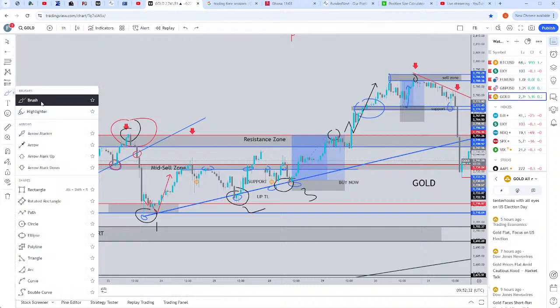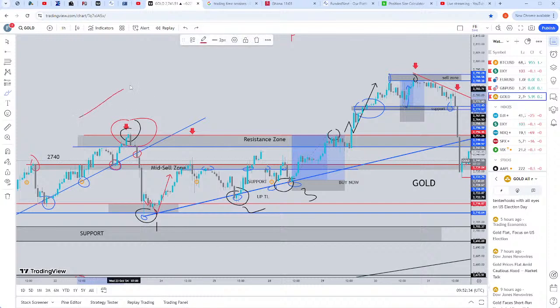So if we have something like this, anytime you draw an uptrend, whatever it is, and you see a breakout, you go and look for a support.